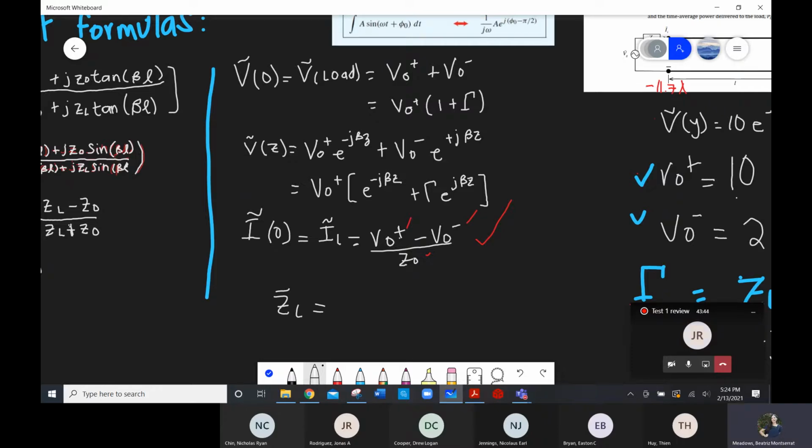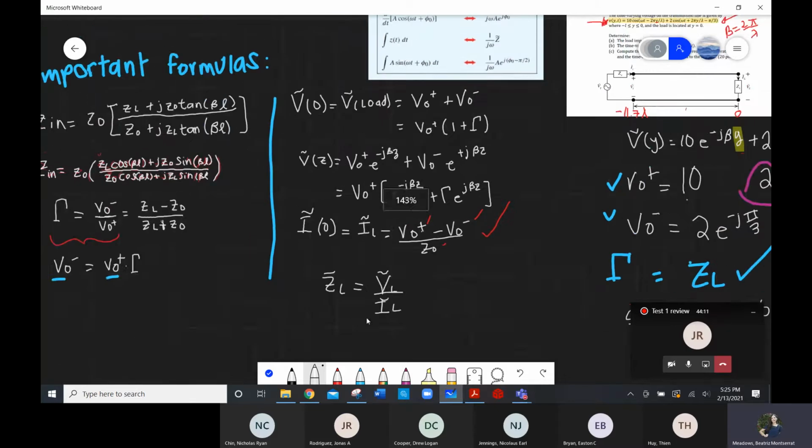What would be the expression for ZL in terms of Ohm's law? IL times VL. Almost. It'd be the voltage at the load over the current at the load. Yeah, division. And do we know the voltage at the load?